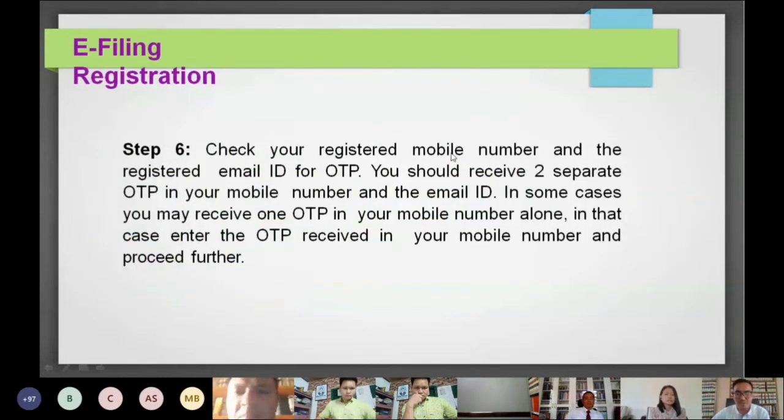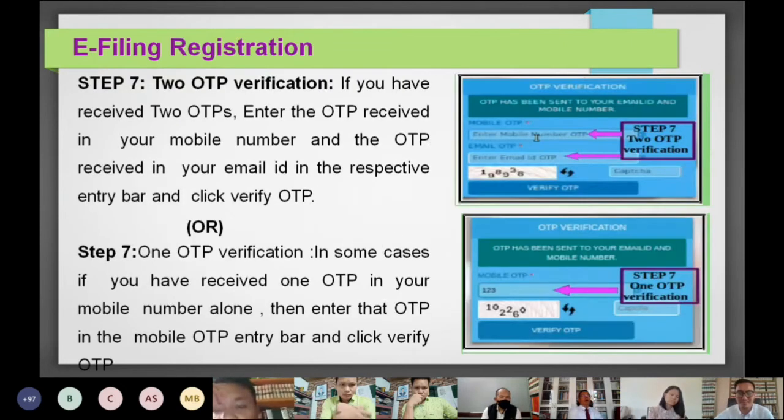Step 6. Check your registered mobile number and registered mail ID for OTP. You should receive two separate OTPs, on your mobile number and the mail ID. In some cases, you may receive one OTP on your mobile number alone. In that case, enter the OTP received on your mobile number and proceed further.